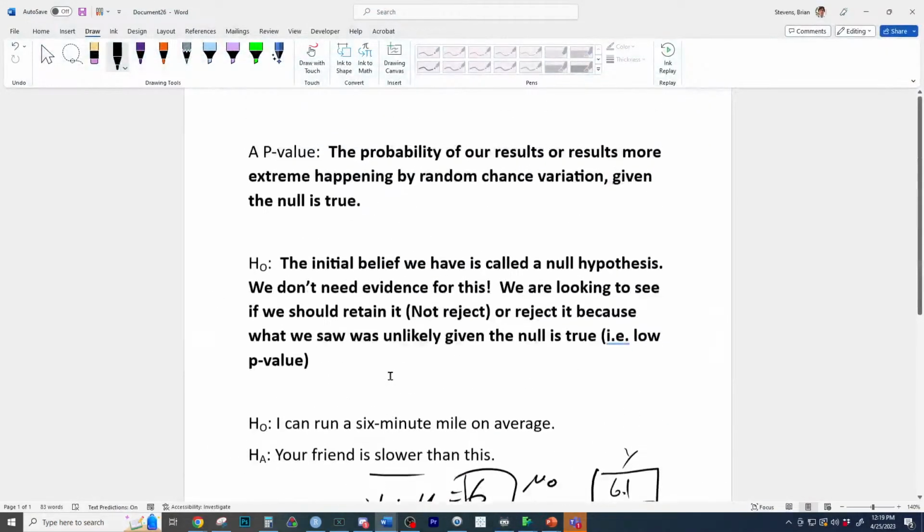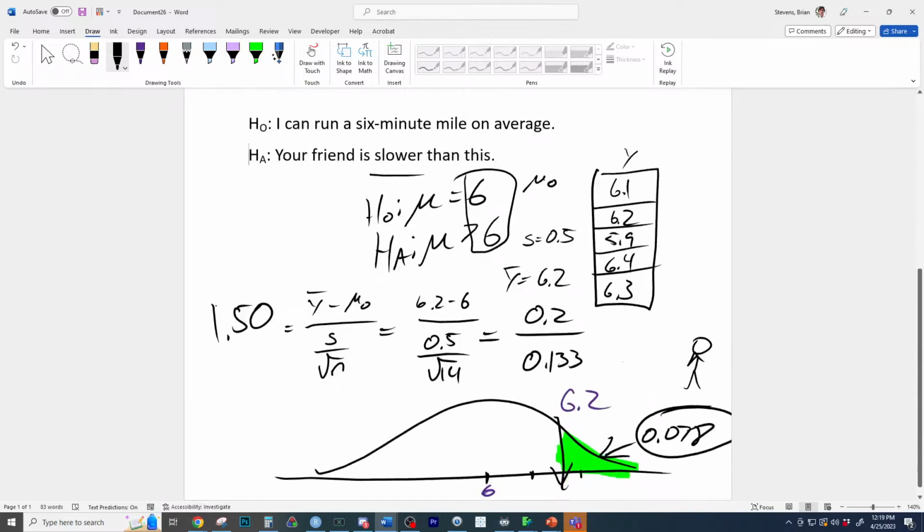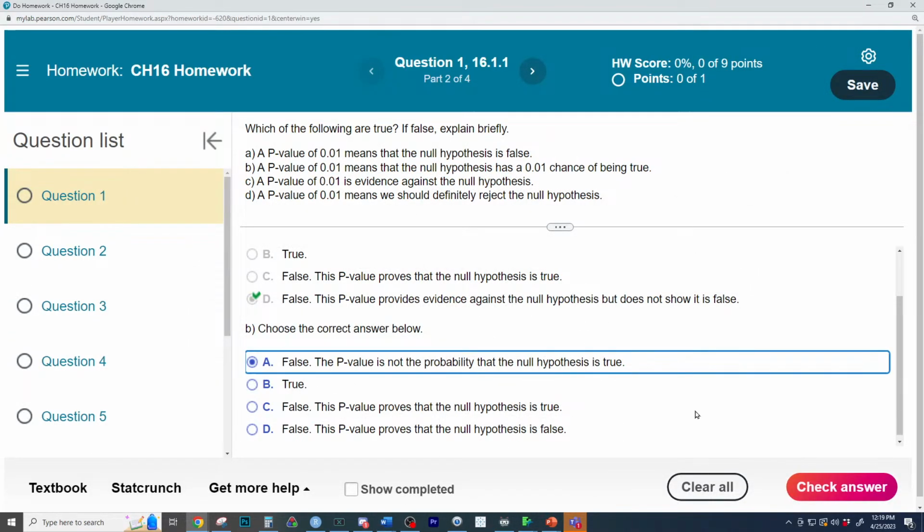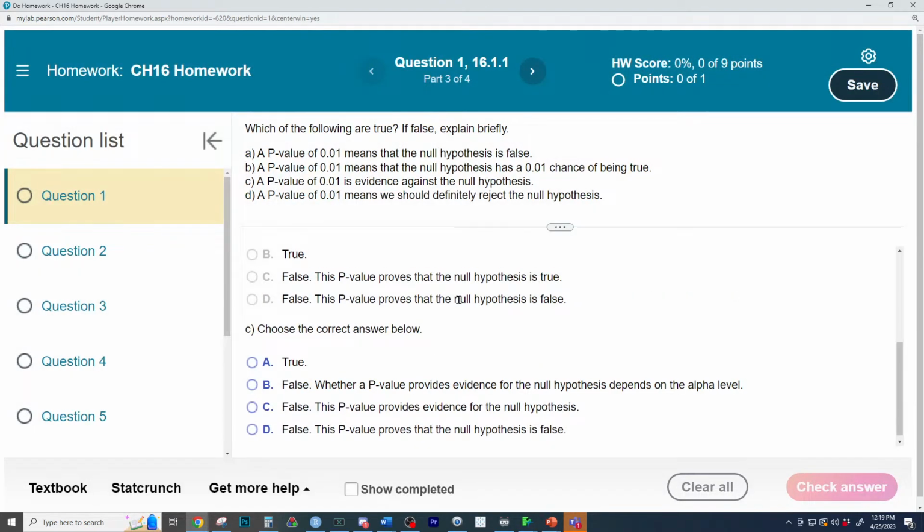It's saying, is what we saw in our sample right here likely given the null is true? So it's not the probability the null is true. It's the probability of the observed result or a result more extreme given the null is true right there. So that is false right there. The p-value is not the probability the null is true. Good question right there. A p-value of 0.01 is evidence against the null hypothesis. I mean, pretty much.